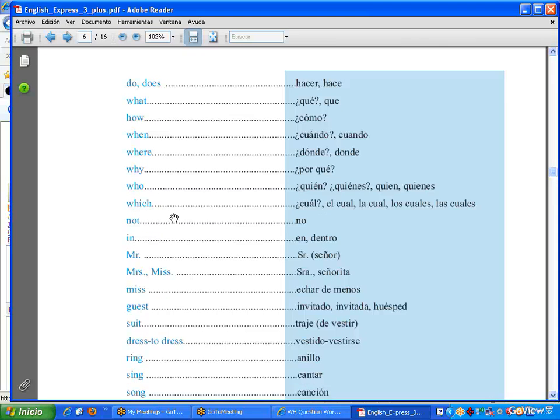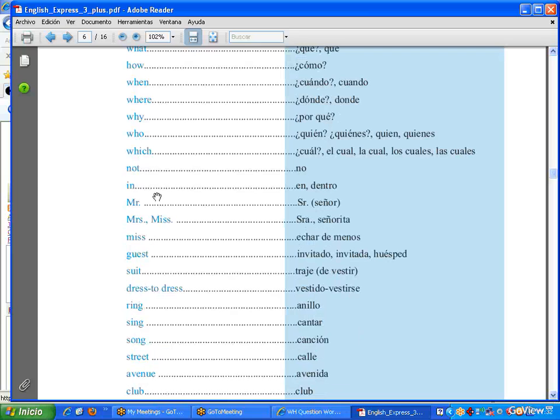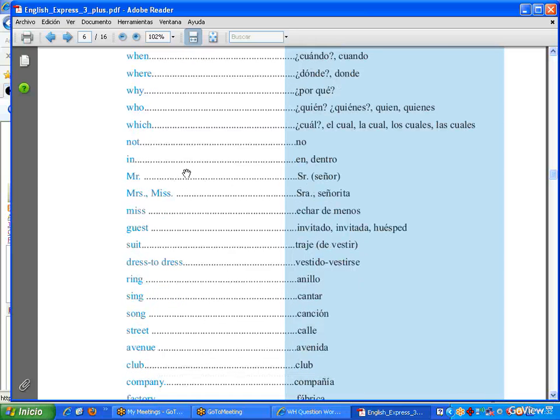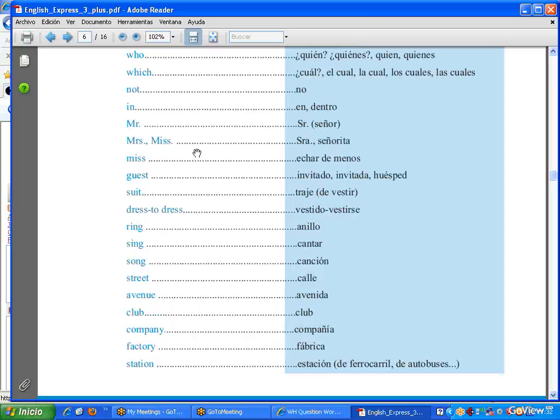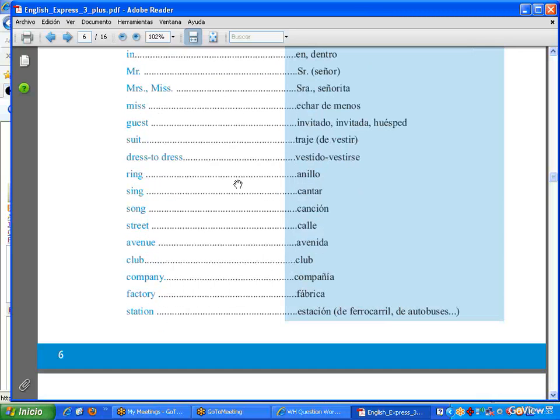Then you have these, what we call question words. What, how, when, where, why, who, which. These are all used for making questions. We have not, no. We have some prepositions and some nouns. And then we have some verbs. Miss, a noun, guest, suit, dress, to dress. We have lots of nouns here.